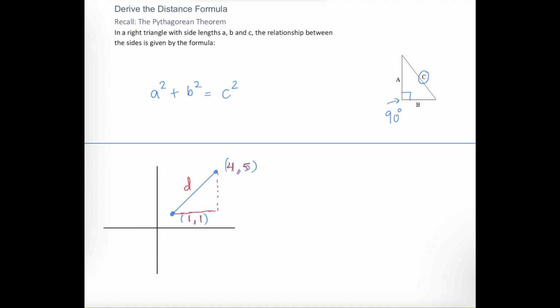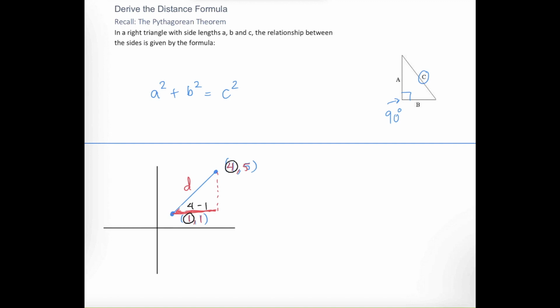Now, if we had specific values like the (1, 1) and the (4, 5), we could determine the length of this leg simply by counting values, like to say, well, we're just going to count 1, 2, 3 units over to get to the value 4. However, if we didn't know what those ordered pairs were, we would have to do something else to get the length of that side. And what we're going to do is take the x value of the second ordered pair and subtract the x value of the first ordered pair, right?